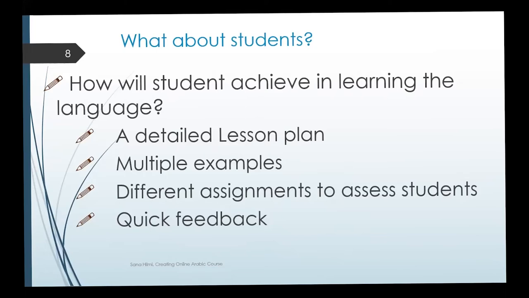You want to have multiple examples. There are times when one example might not give the sense of something. It's a good idea to have different assignments, as Shaoyu said, because we don't know how students can assess themselves or get assessed. There are students who have stronger speaking skills versus writing skills. So that's something very important. And quick feedback. If you have 100 students, it's really hard to give quick feedback immediately. But if you can manage it by putting some assignments as quizzes, you'll definitely have quick feedback.